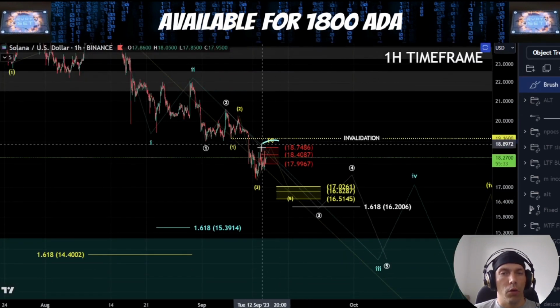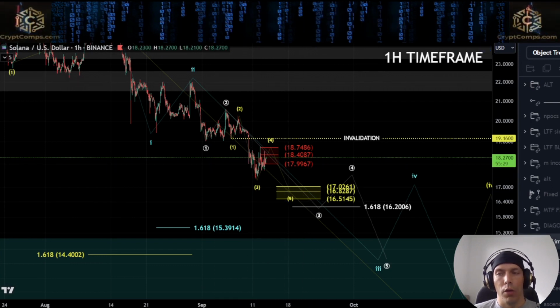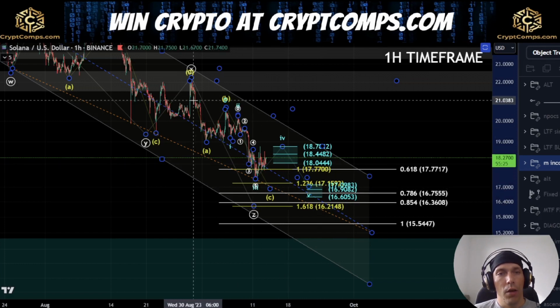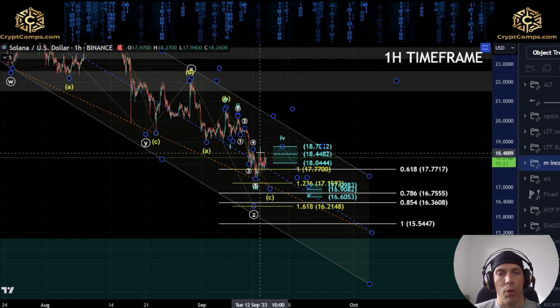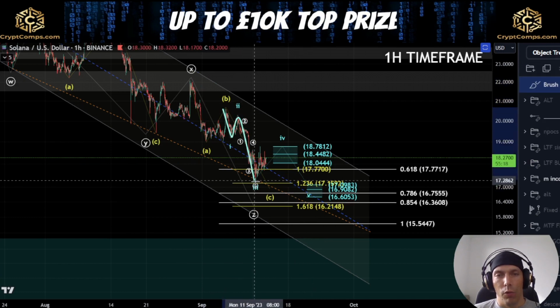If we do continue to hold below this 1874, the likelihood is that we are still looking for another push down. This works for both of these counts here, whether we're looking at this as this complex correction here, where this is A, B, and C, and we're still looking at this as 1, 2, 3, 4, and 5.